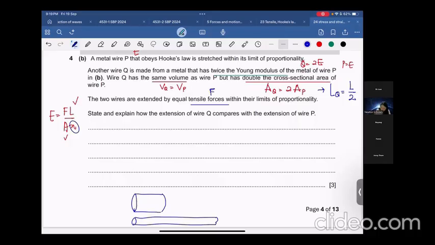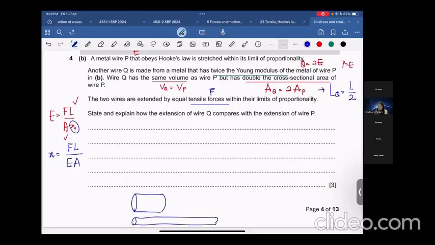So can I rearrange this formula? X equals FL over EA. Am I right? I want to compare their extension, so from this Young modulus formula, I rearrange it. Now we are going to look at Q.